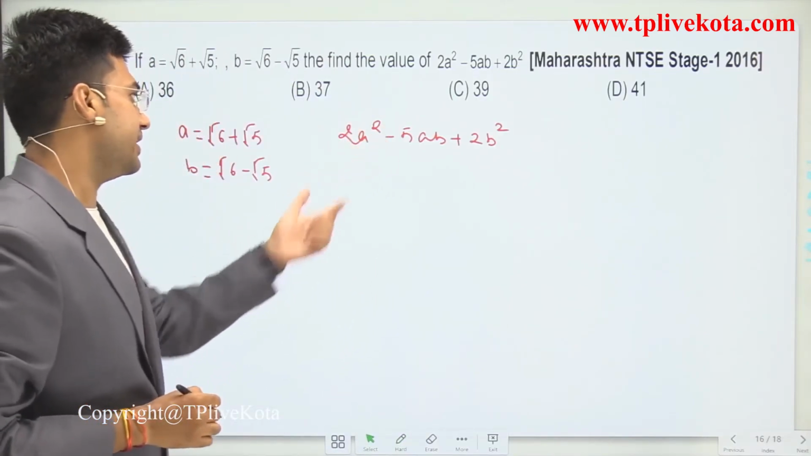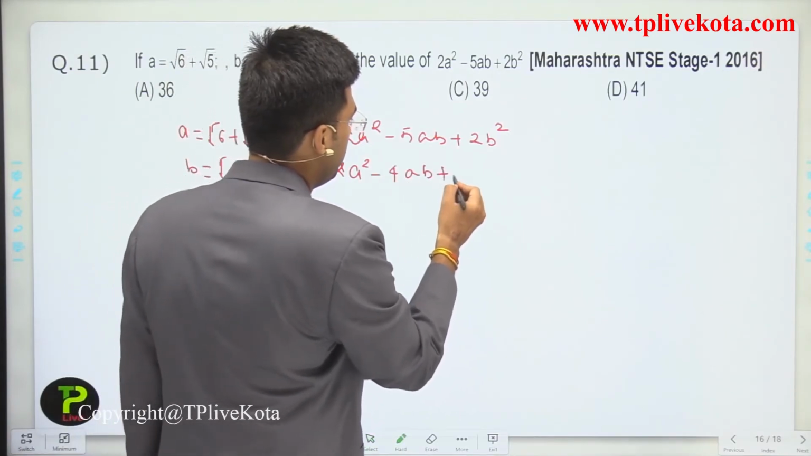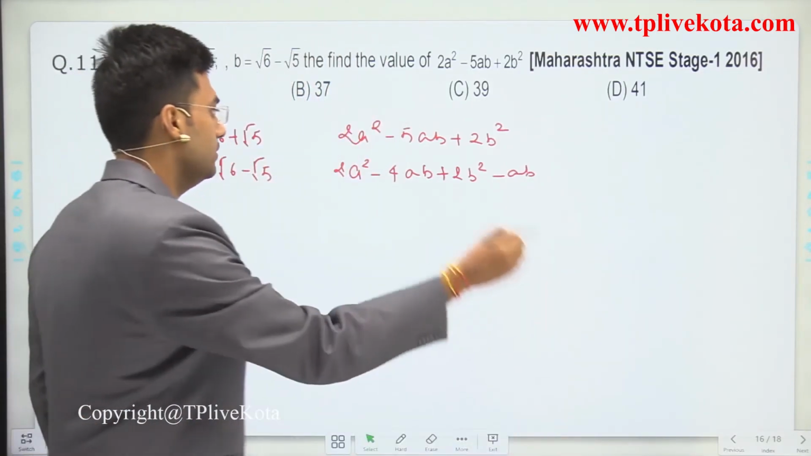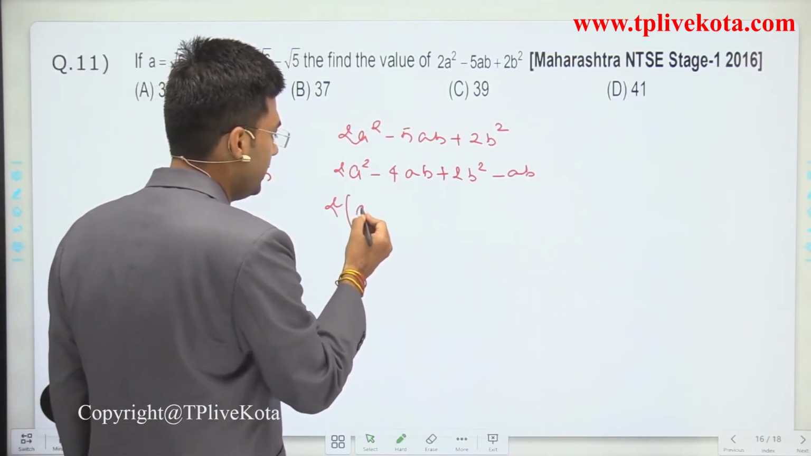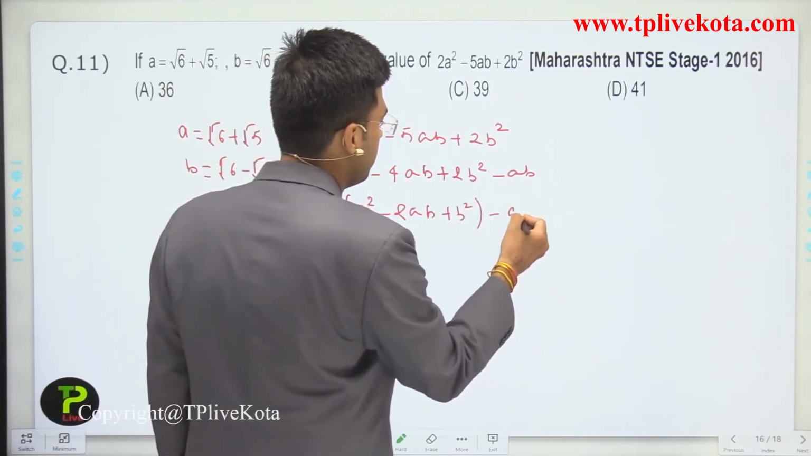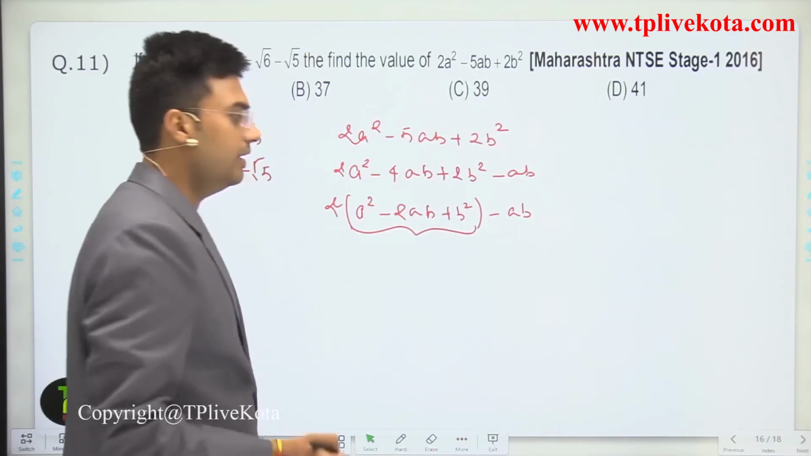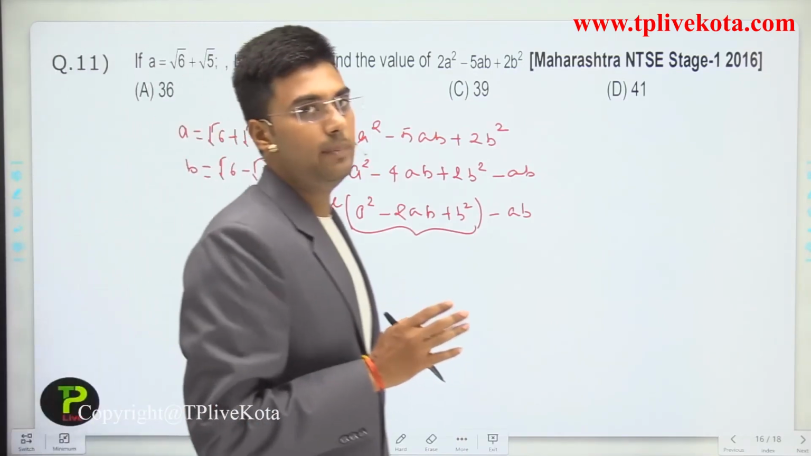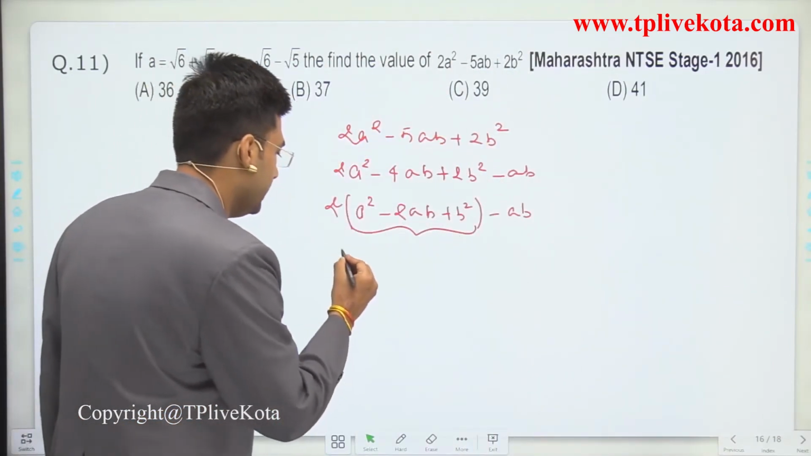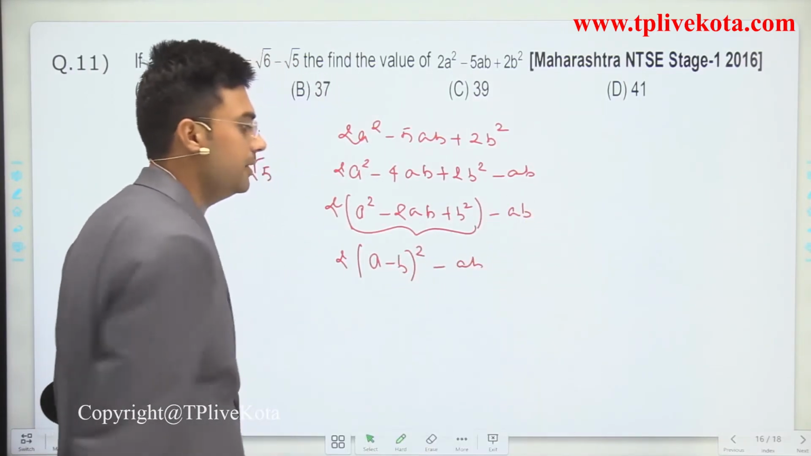We can arrange this expression as 2a square minus 4ab plus 2b square minus ab. Now we can write it as 2 multiplied by a square minus 2ab plus b square, minus ab. Now dear students, if we observe, this is a square minus 2ab plus b square, and it is equal to a minus b whole square. So we can write it as 2 times a minus b whole square minus ab.